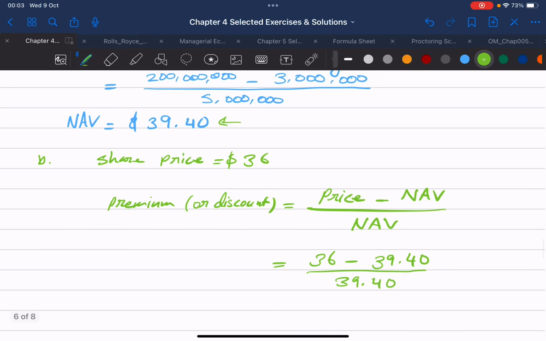Okay, that would equal minus 0.08629, so we'll round it up to 3.